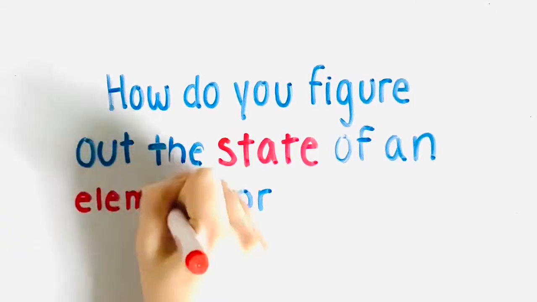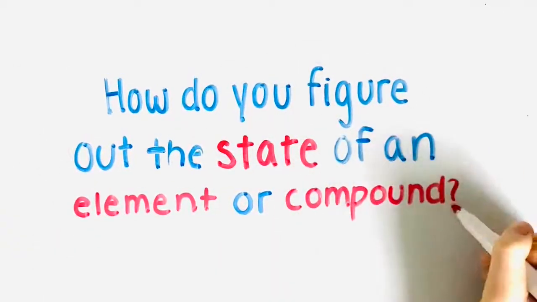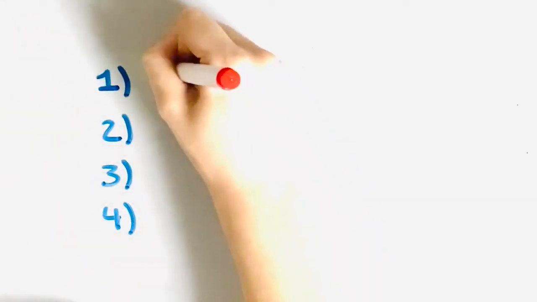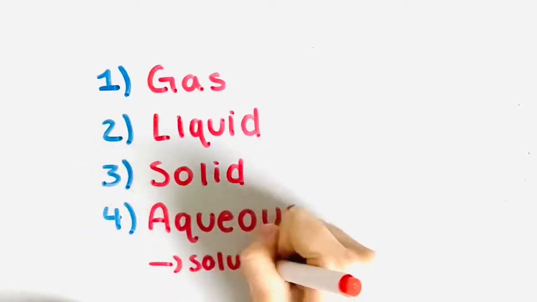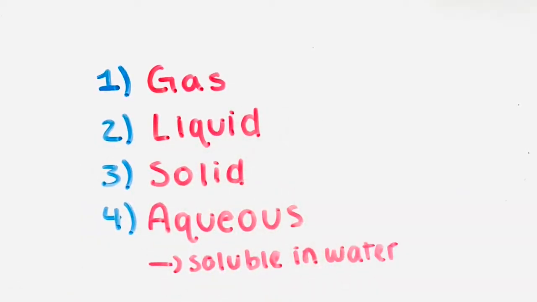How do you figure out the state of an element or compound? We need to know the states of elements and compounds because we need to identify their states in reactions. There are 4 main states: gas, liquid, solid, and aqueous. Aqueous means it's soluble in water and it only applies to compounds.